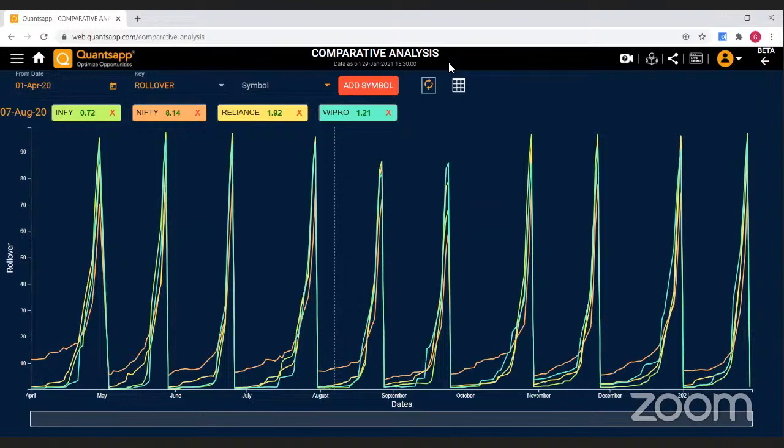So we have a question. One question that came in: I think this comparative analysis feature will be useful if it can handle the option chart, since the concept is more of derivatives. Yes, surely we're going to look into it.